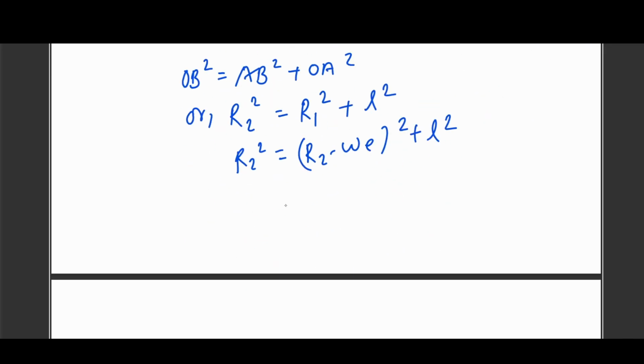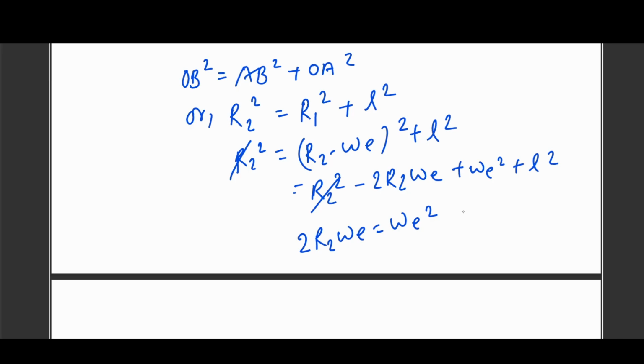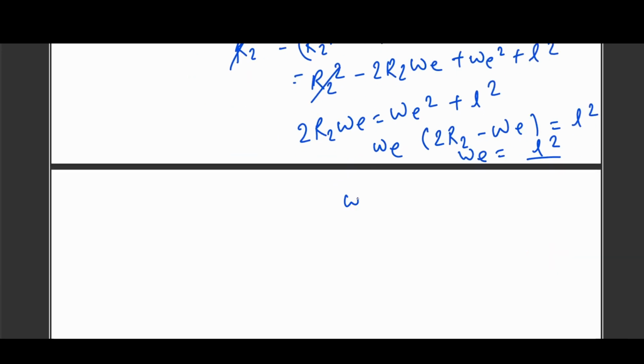Okay, and it will be R2 square minus 2 R2 W plus W square plus L square. And this R2 square and this R2 square will cancel out, and 2 R2 W equals W square plus L square. The formula will be going like this. And if we take W as common, it will be W(2R2 minus W) equals L square. So W equals L square by (2R2 minus W).